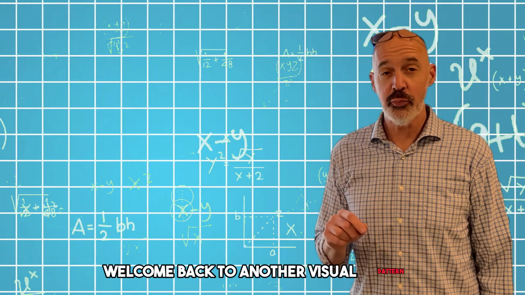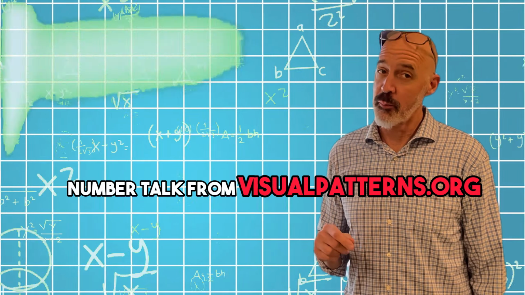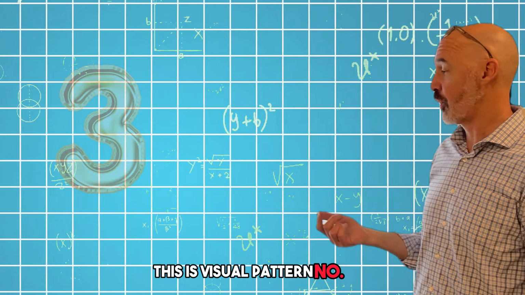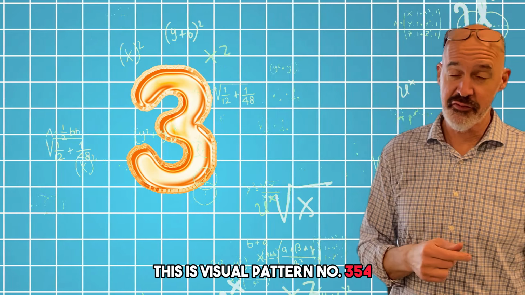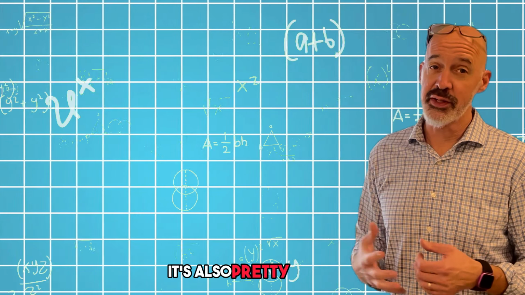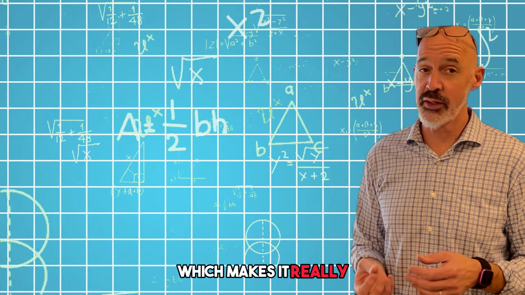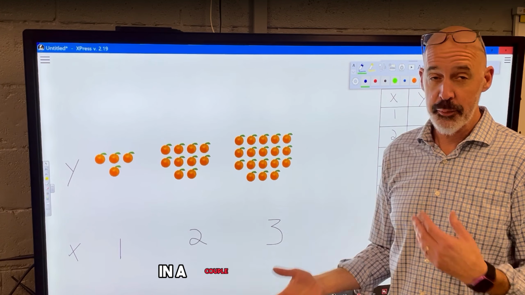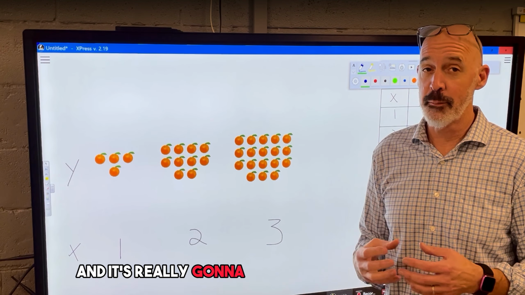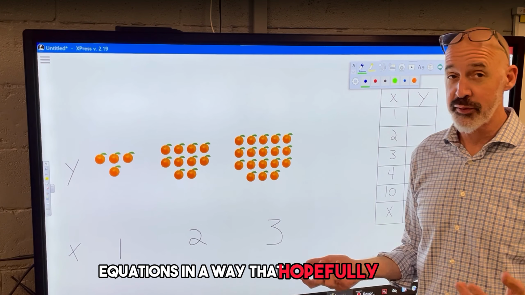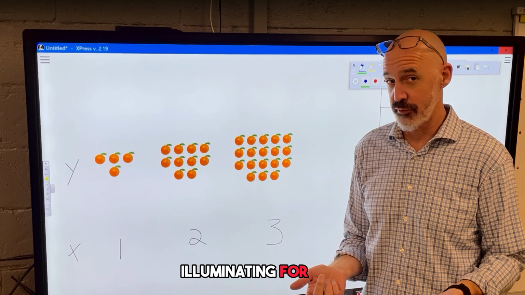Back to another visual pattern number talk from visualpatterns.org. This is visual pattern number 354. By virtue of being a high number, it's also pretty complex, which makes it really, really cool. I'm going to show you this pattern growth in a couple different ways, and it's really going to help you connect equations in a way that hopefully will be illuminating for you.